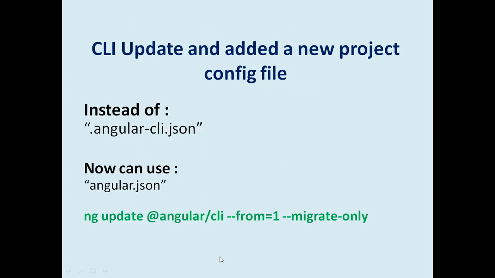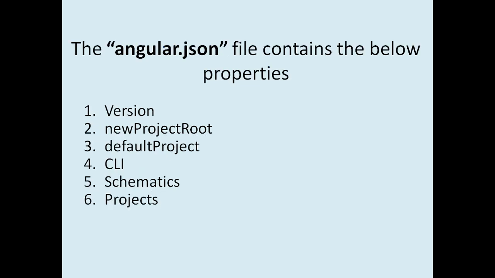Next, the CLI was updated and a new project config file was added. Before, when creating an Angular 5 project, we had a config file angular-cli.json. Now in Angular 6, we have a file with the name angular.json. This command helps you to update your existing angular-cli.json file to the new angular.json file.